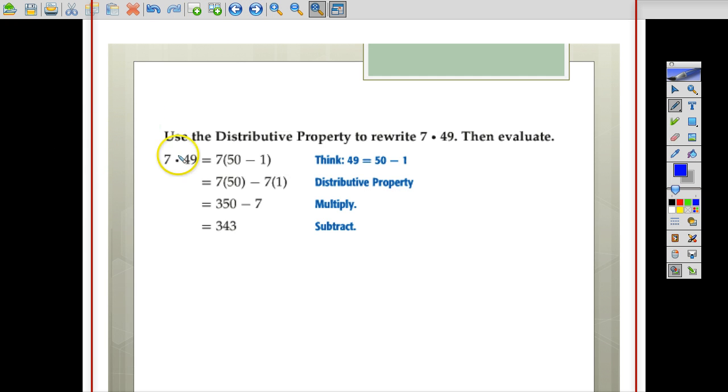All right, so use the distributive property to rewrite 7 times 49, then evaluate. So this is actually using the distributive property backwards. So here's a 7. 49 is the same thing as 50 minus 1. So if you take 50 minus 1, here's the distributive property, right? So 7 times 50 minus 7 times 1. 7 times 50 is 350, 7 times 1 is 7, subtracted, 343 is what you get.